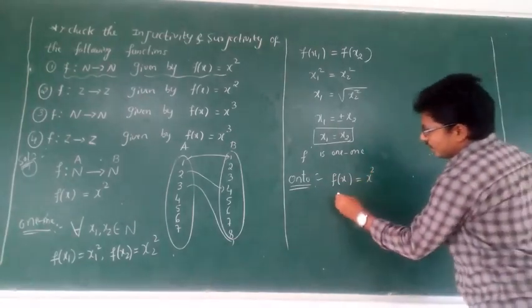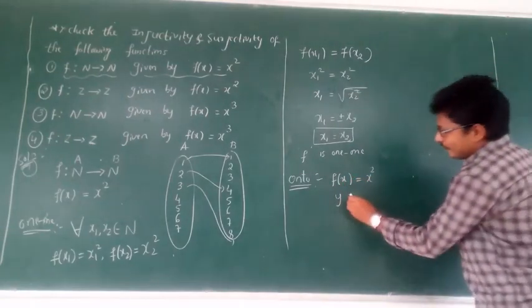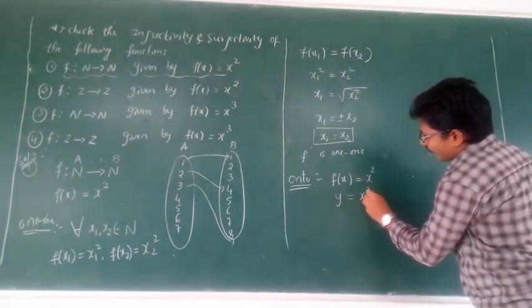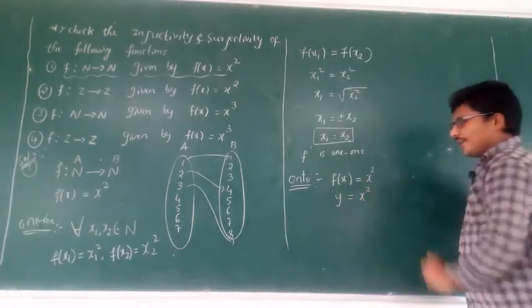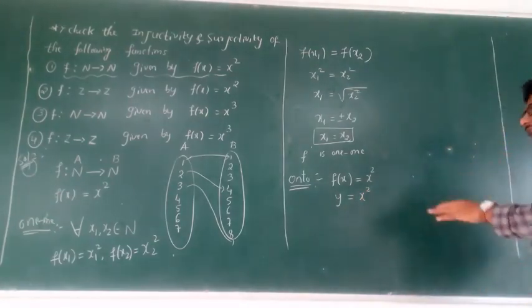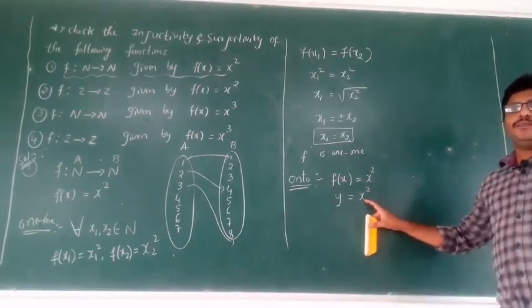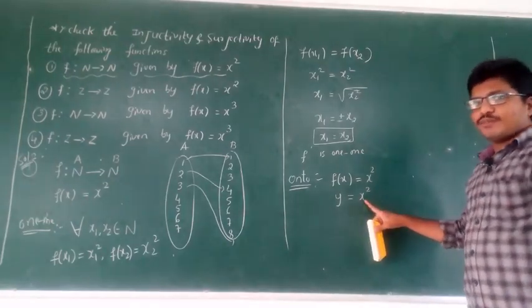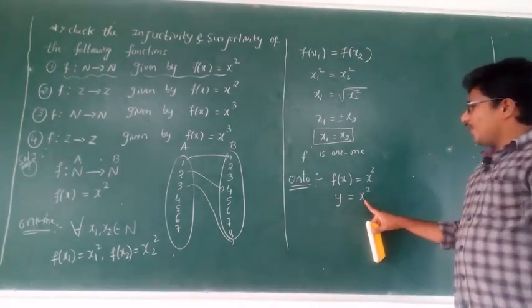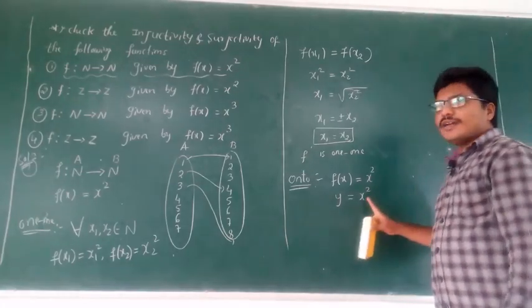What is f of x? f of x is y. So y is equal to x square. Our aim is to concentrate on the RHS side, so we have to keep x alone. You must keep only the value of x alone in the RHS side. Don't keep a square or anything else.